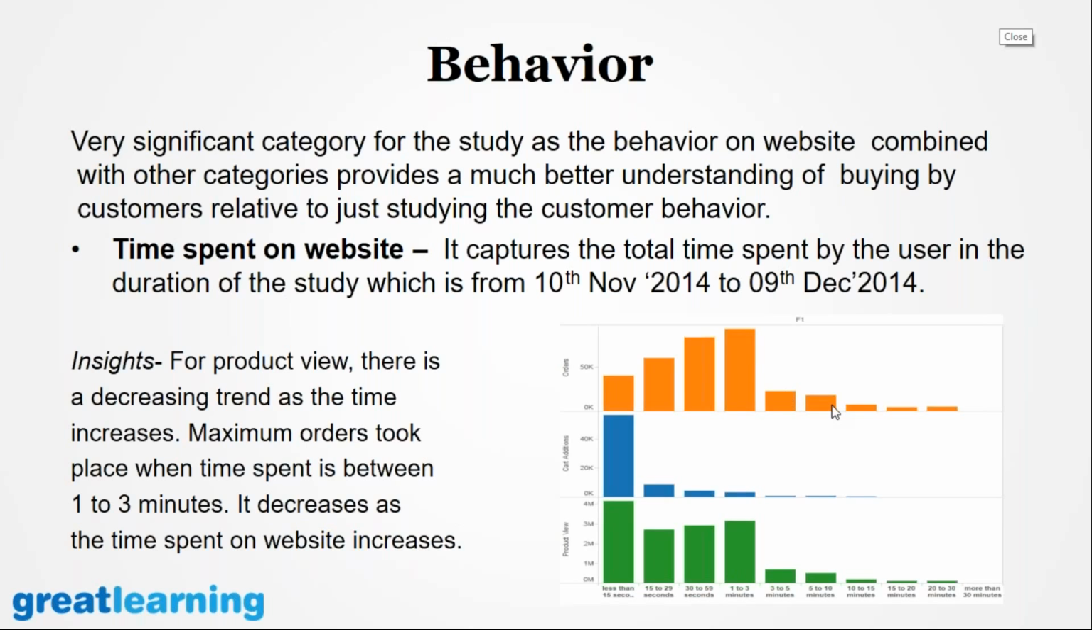For product view, we see maximum in less than 15 seconds. It's pretty much stable in the next two, and then increases a bit and then decreases. For cart additions, maximum is in the less than 15 seconds. So insights for product view, there is a decreasing trend as the time increases. Maximum orders took place when the time spent is between 1 to 3 minutes. It decreases as the time spent on the website increases.